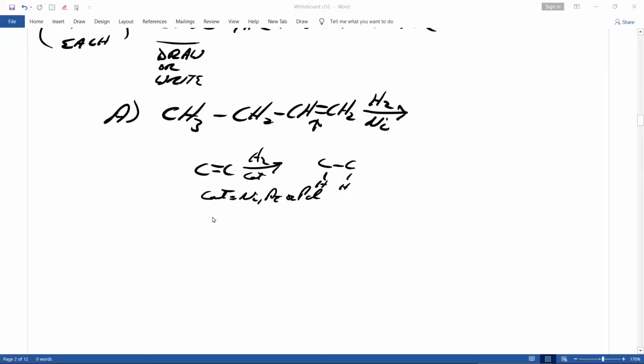So I have 4 carbons here. I'm going to end up with 4 carbons. These 2 carbons are of the double bond, so each one gets a hydrogen. Notice I broke the bond, because if I didn't, there'd be more than 4 bonds on a carbon. That won't happen. And now I fill in the rest of the carbons.